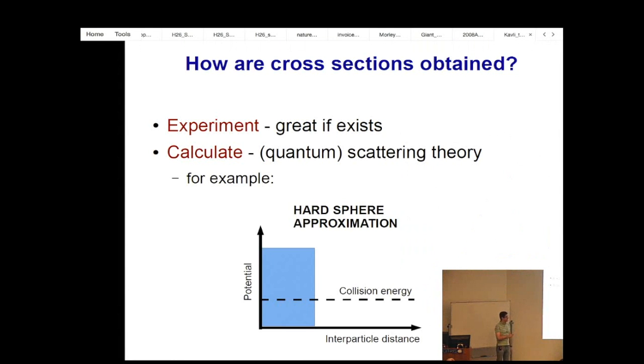So just briefly, how do we usually obtain these kinds of cross sections? We look up the experimental papers if they exist. And it's great if they exist, but very often they will not exist for the temperatures that we care about, or for the states that we care about. So we interpolate them, we approximate them. Or we can calculate them from first principles using a less or more sophisticated level of theory. A commonly used approach is the so-called hard sphere approximation, which really assumes that there is a hard sphere potential.